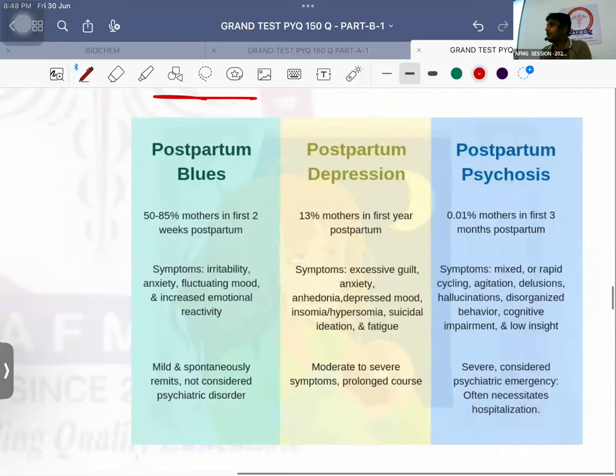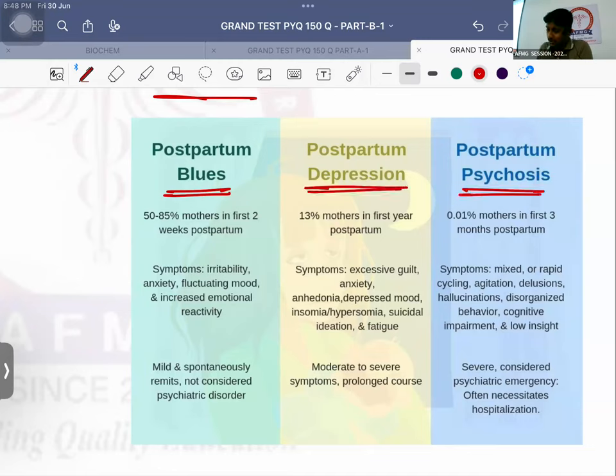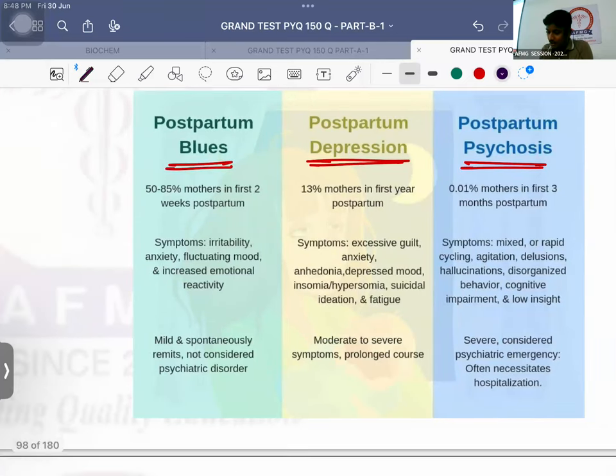So important, after delivery or in the postpartum period, there can be 3 psychiatric conditions. One is called postpartum blues. Second is postpartum depression. And third is postpartum psychosis. Postpartum blues are usually the most common ones out of them. They occur in the first 2 weeks of postpartum, and they can occur usually after 2 to 3 days itself. If it is happening in the first two weeks, that is more likely to be a case of postpartum blues. The patient will be having mild symptoms like irritability, anxiety, fluctuating mood, and increased emotional reactivity. Okay? Here, the patient does not need any kind of treatment. It will subside or spontaneously remit.